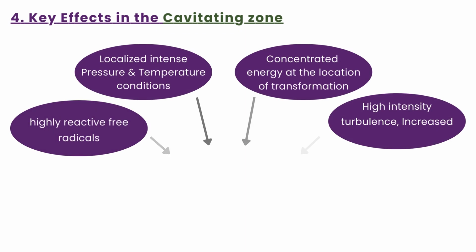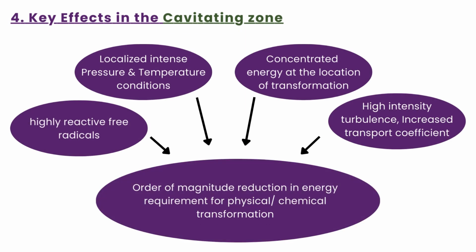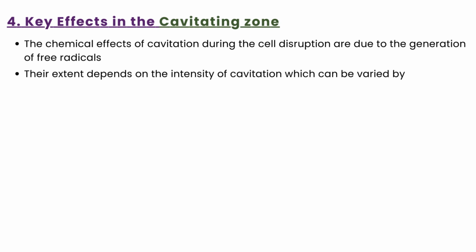Now what is the key effect? Highly reactive free radicals are there, localized intense pressure and temperature conditions are there, concentrated energy at the location of transformation is there, high intensity turbulence and increased transport coefficient are there, and an order of magnitude reduction in energy requirement for physical chemical transformation is there. So these are the 4 inputs, and the final output is this, and they say it is working. Okay. Now key effect of cavitation zone.